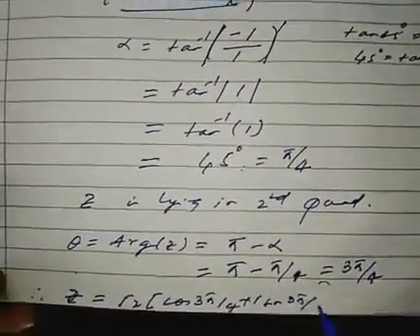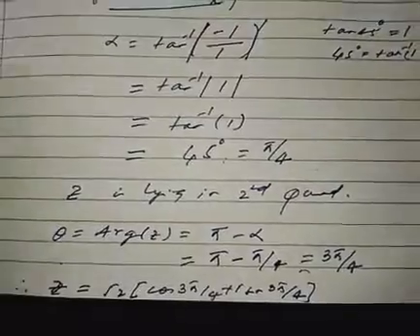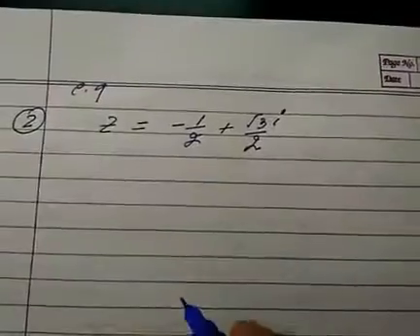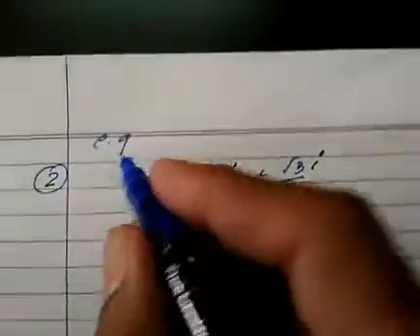And this is the way to find the polar form. I will take another example. Just go through that, try to get it. If not, we'll go with another example. Next. So now I am taking a second example, example number 2.